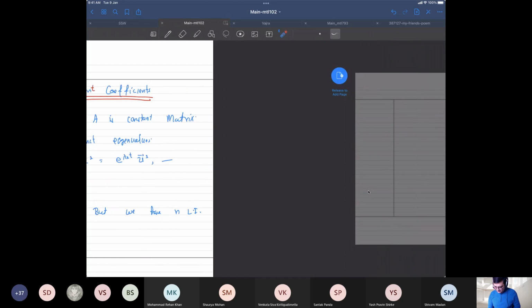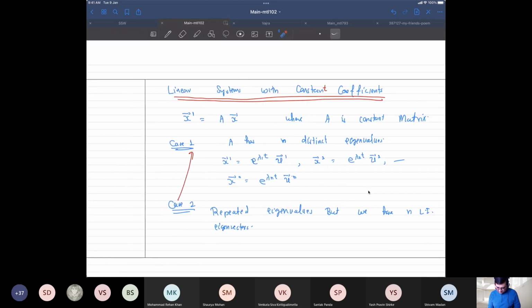The case 3, and note that in both these cases, matrix A is what? Can somebody tell me something about matrix A in both these cases? What happens in both these cases? Can somebody tell me what kind of matrix A will be?